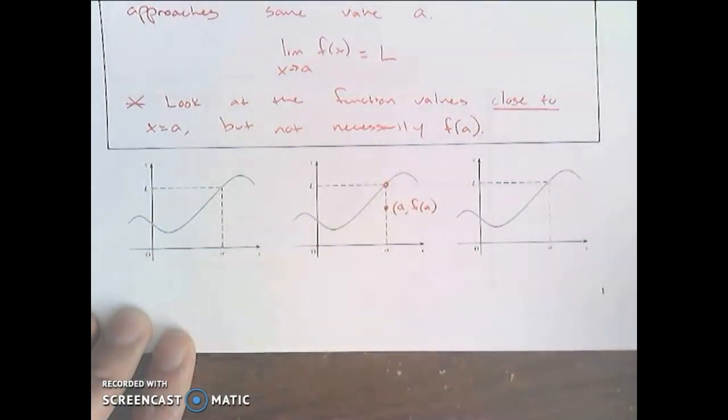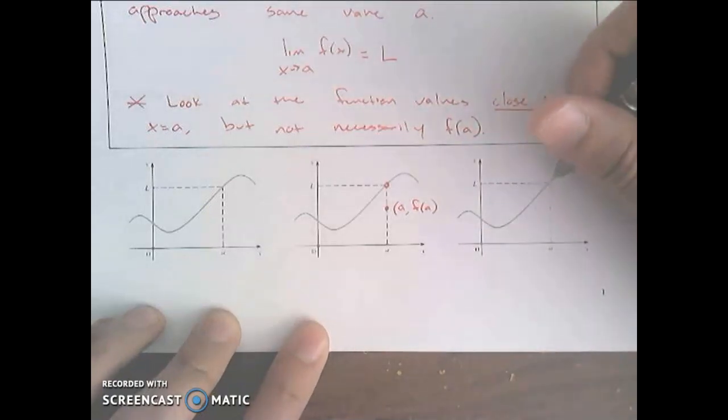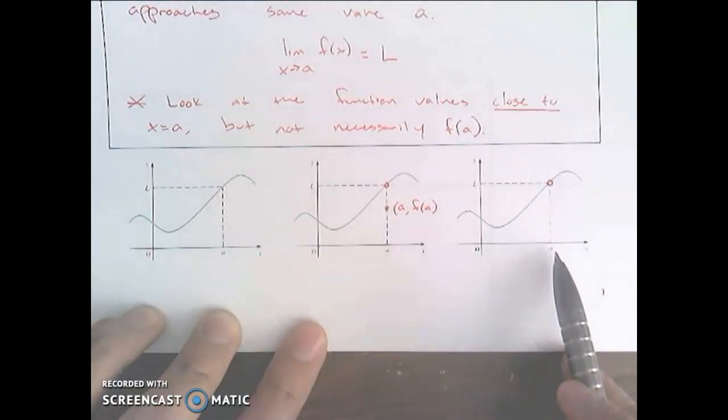We've got a hole. And then in this third diagram, we've got the same thing, but now we've got a hole here. And the function is actually not defined at x equals a. There is no point that the function hits at x equals a.